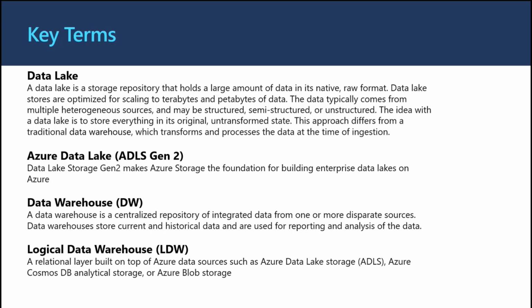So I'm sure many people have heard this term thrown around. This is obviously data lake storage, as we said, is going to be one key component to this whole architecture. This is the definition that I like. So data lake is a storage repo that holds a large amount of data in its native raw format. Data lake stores are optimized for scaling to terabytes and petabytes of data. The data typically comes from multiple sources and may be structured, semi-structured, or unstructured. And the idea for a data lake is to be able to store everything in its original untransformed state, as well as all of the different transformed states through the different zones that we're going to be talking about today at the different points of serving that data.